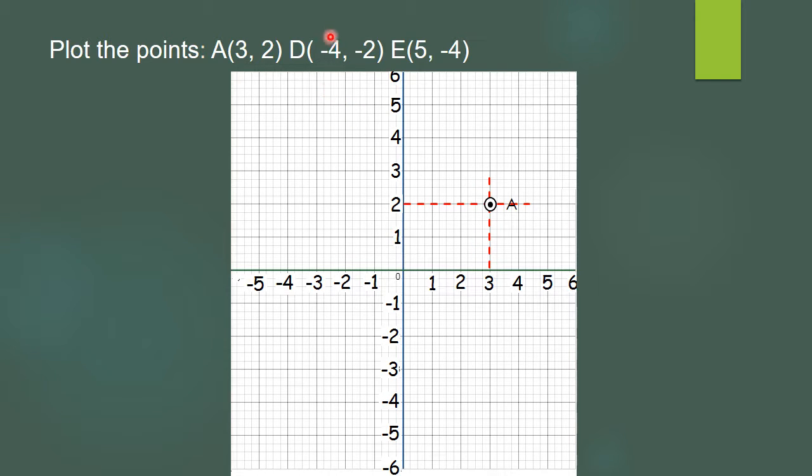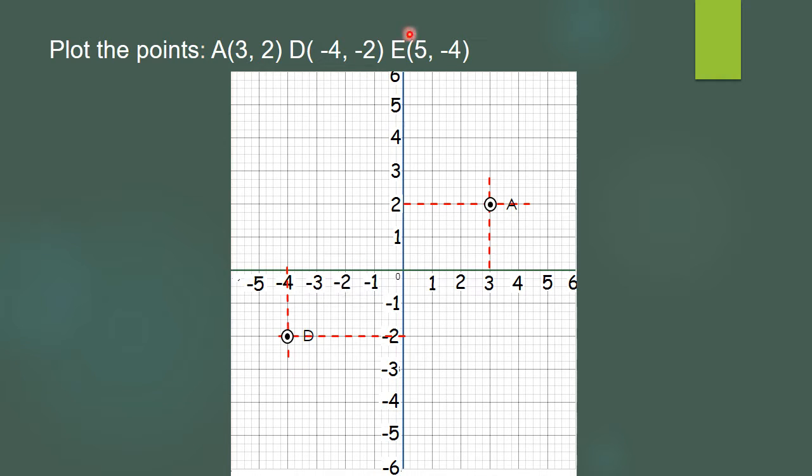Now D. What is the point D given? Minus 4, minus 2. Both are negative. It indicates that it is going to lie in the third quadrant. Now, first we can draw the line passing through minus 4, or we can draw the line through minus 2 first. Any line we can draw first. As it is minus 2, we will draw the line through minus 2, and another line which passes through minus 4, and the point of intersection will be denoted by the point D.